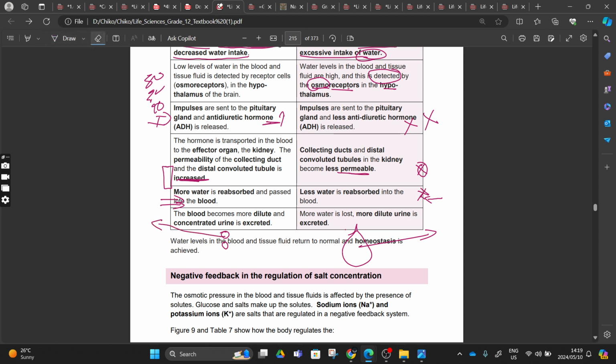Then this side here is our blood condition, right? After that, we say that our blood is fine, the water levels in our blood and tissue fluid return to normal, and homeostasis is reached, right? So this will be the check. Then this side here will have more urine, and this side here will have a small drop like this.